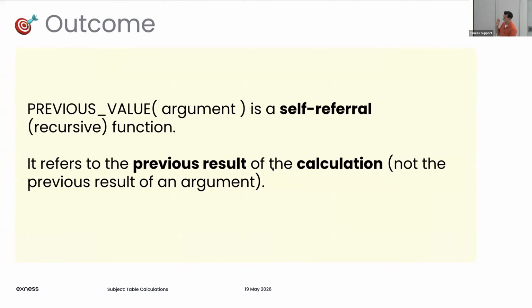The main idea to remember about previous value is that it's self-referral, kind of a recursive function, as a table calculation, meaning that previous value refers to the previous result of the calculation, not the previous result of an expression argument, but the whole calculation. I think that's all you should remember. In case you realize sometimes that you need something iterative, like referring to data from the previous calculation step, you should remember previous value, and then you can Google and maybe find a solution for your case.